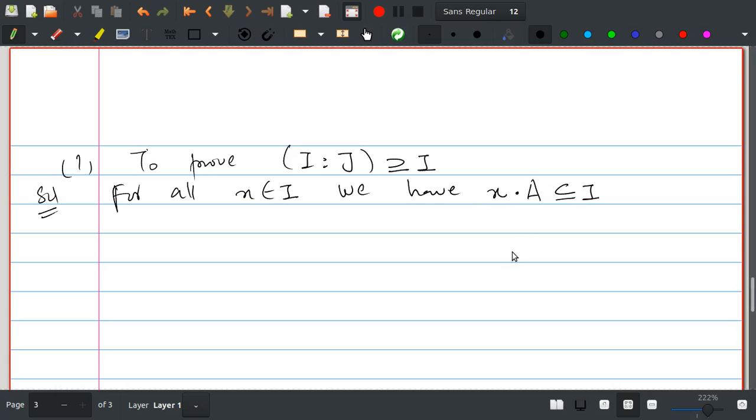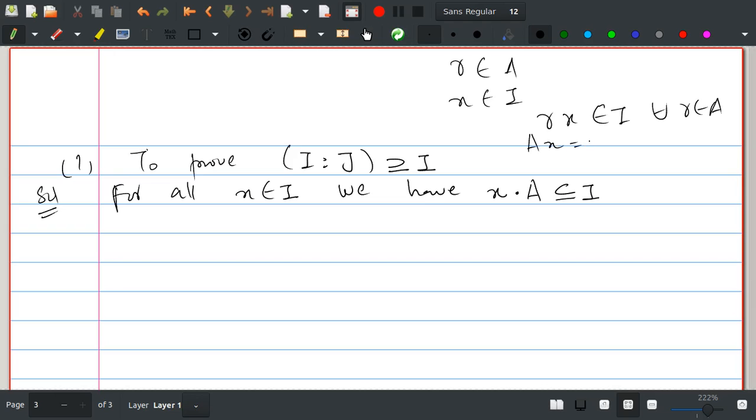Since I is an ideal, I is closed under scalar multiplication. So if we take any element of A and any element of I, their product will be in I. So if we take any element r in A and any element x in I, then r times x is in I. So this is true for all r in A. Now this means A times x, which is equal to x times A, is contained in I. So this is true, the reason being that I is an ideal.